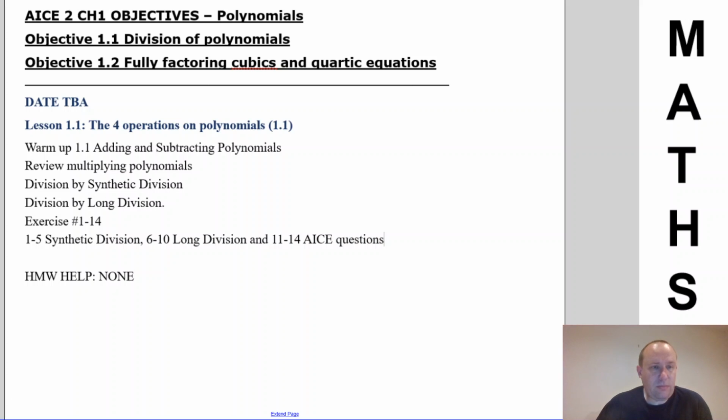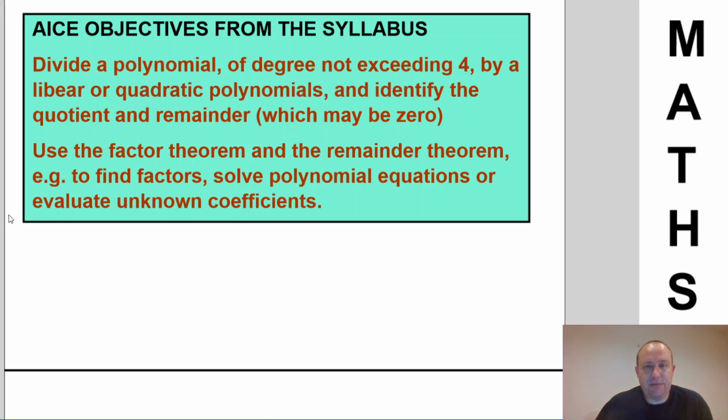The specific AICE objectives for this unit say you must be able to divide a polynomial of degree not exceeding 4 by linear or quadratic polynomials, and identify the quotient and remainder, which may be 0, and also use the factor theorem and the remainder theorem to find factors, solve polynomial equations, or evaluate unknown coefficients. So the AICE objectives go into a lot more specifics about what you exactly need to do.